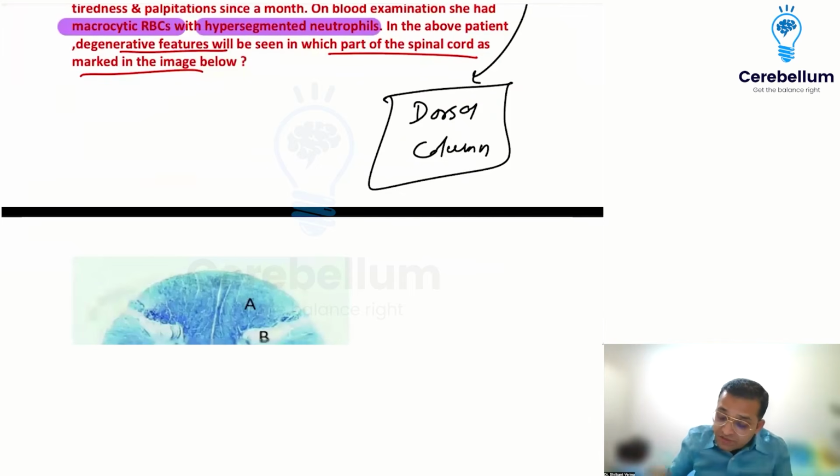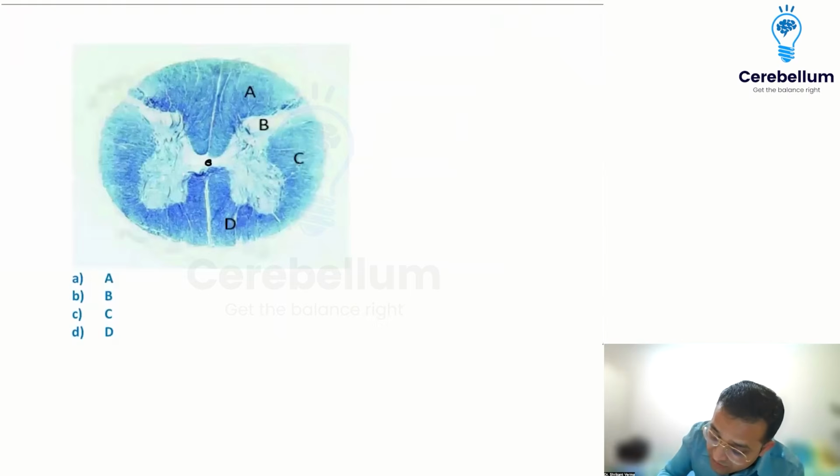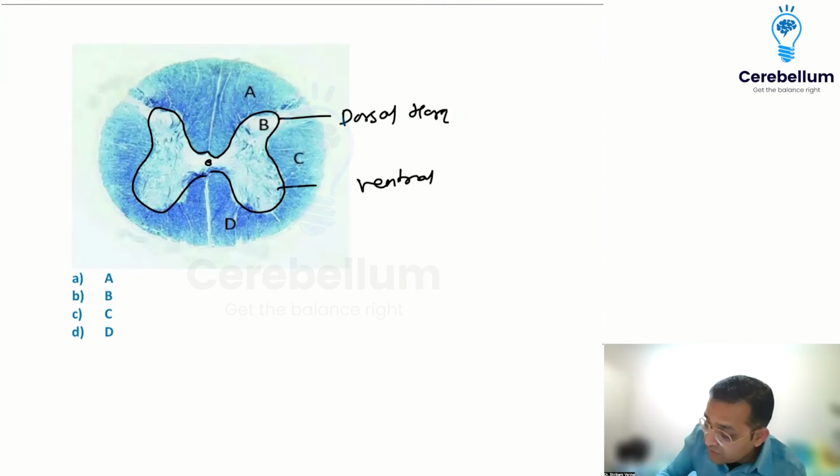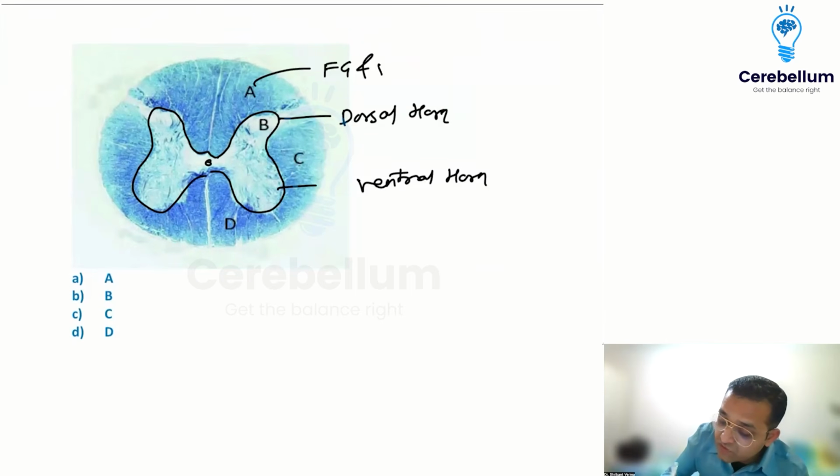Yes. They are giving the special stain, central canal. This is the butterfly. This is our butterfly. Yes. So this is our dorsal horn. Sir, this is our what? Ventral horn. Sir, this is our what you can say A. Sir, this is our dorsal white column where the fasciculus gracilis and fasciculus cuneatus are located.